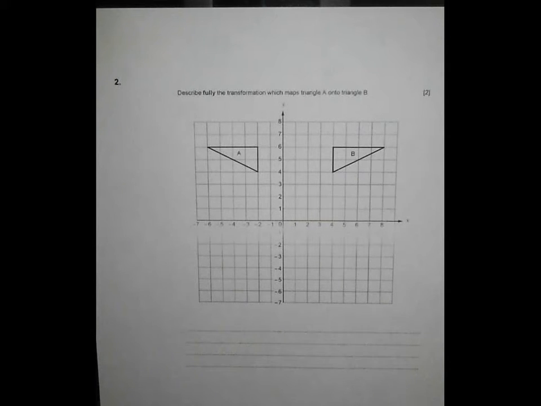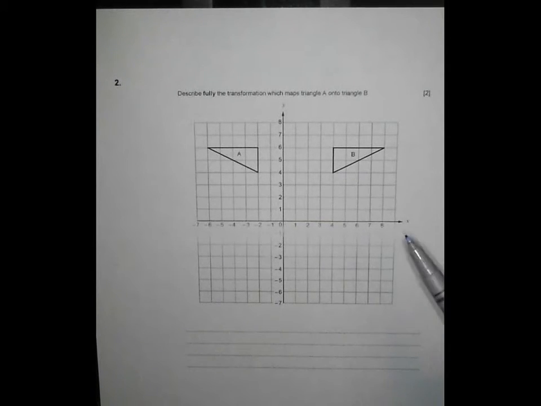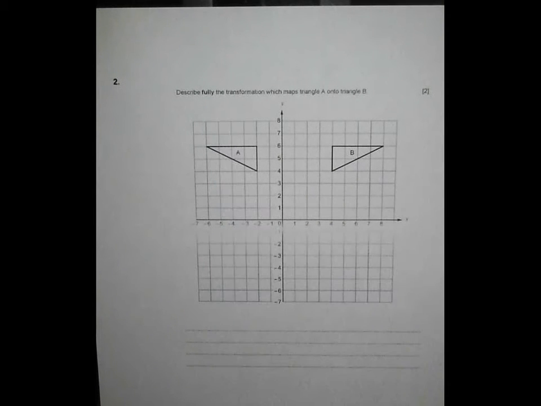Now this time we're describing a transformation, and notice that key word, describe fully. The transformation which maps triangle A onto triangle B. Now you've got a 1 in 4 chance if you want to gamble. It's either going to be a translation, a reflection, a rotation or an enlargement.